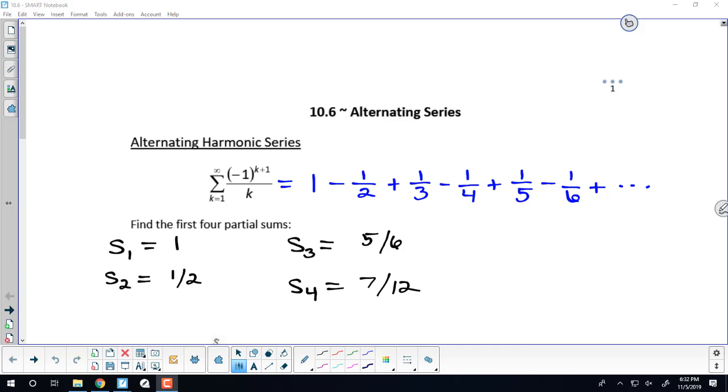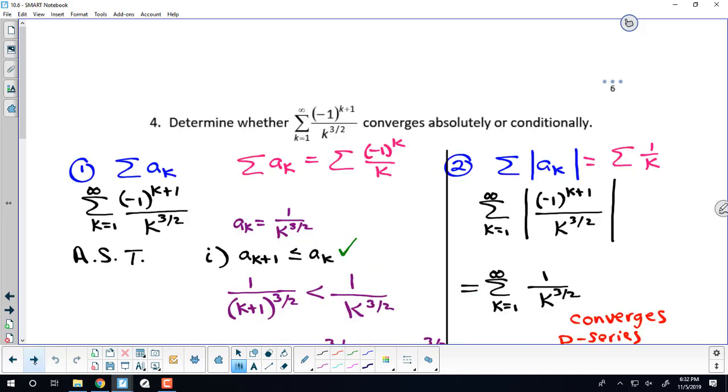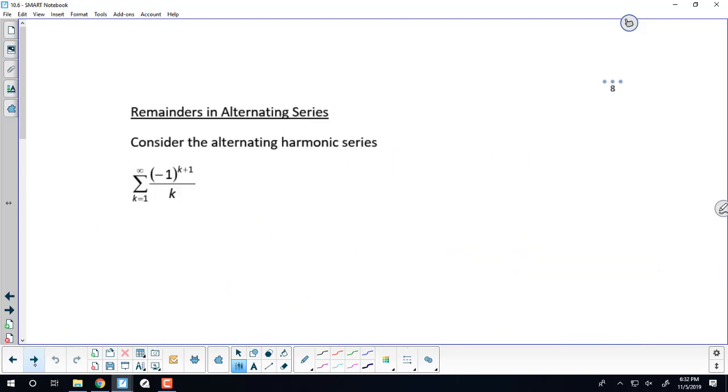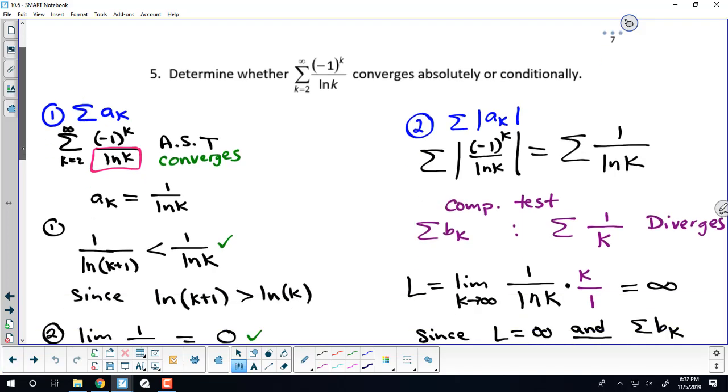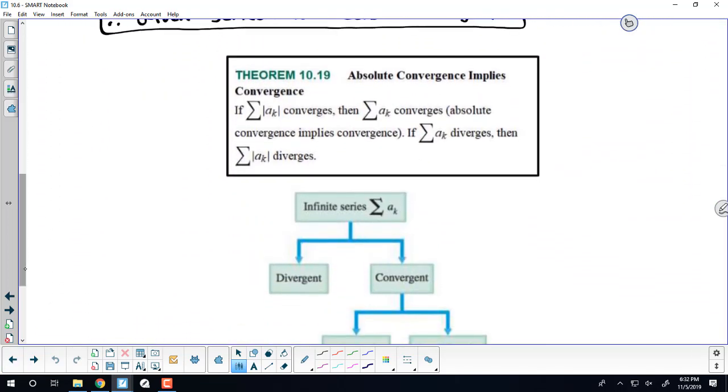In 10.6, we were talking about the alternating series test, and where did we leave off? I think we did that example. Yeah, so we left off talking about conditional and absolute convergence.